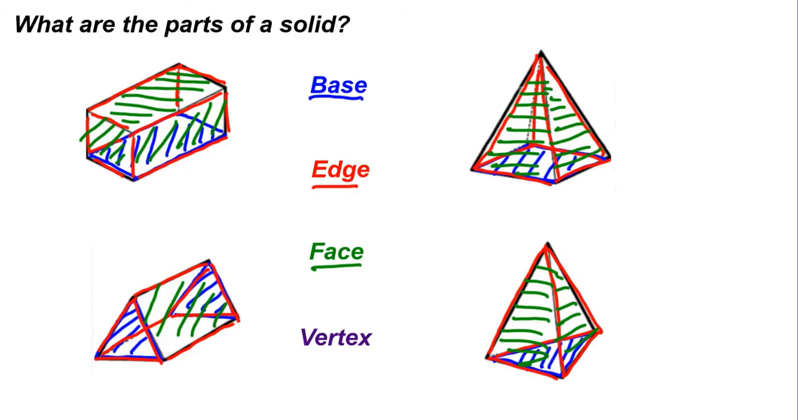And then lastly, we have a vertex. And a vertex is where two line segments come together. So these are all points. And again, the plural for this is vertices. So all of these points here would be vertices of our solid. So all the corners on your three-dimensional solids are called vertices, or a single one is called a vertex.